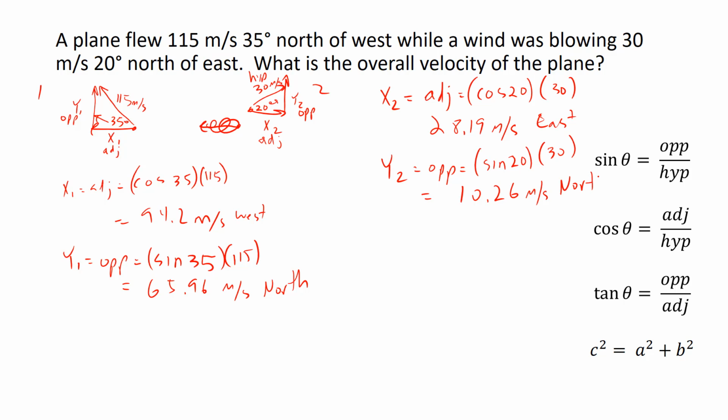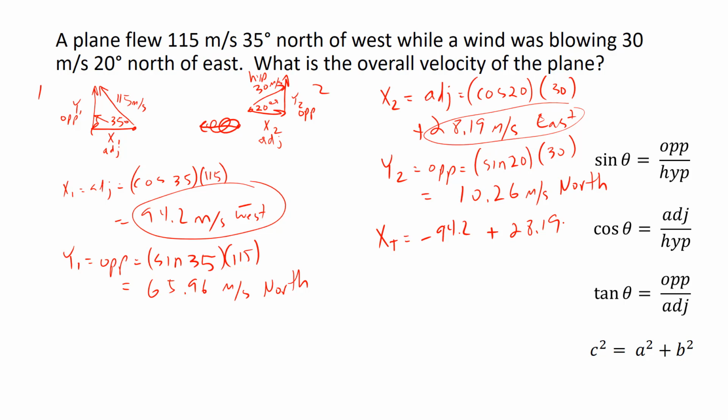Okay, so now let's go ahead and add our totals. X total is nothing more than this one right here. Now, since these contradict, I'm going to say west is negative. So you're going to add negative 94.2 to a positive 28.19. So we're going to combine our x components.